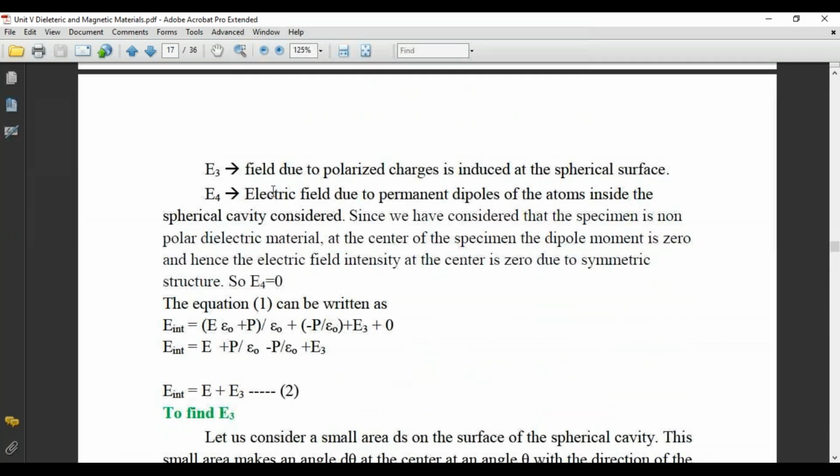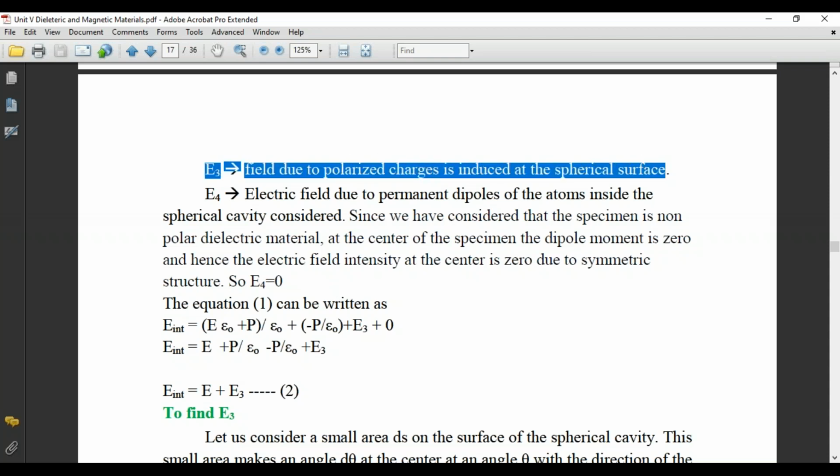Now E3 is the field due to the polarity charges induced on the spherical surface. That is what we want to find out. This E3 is what we are going to find.